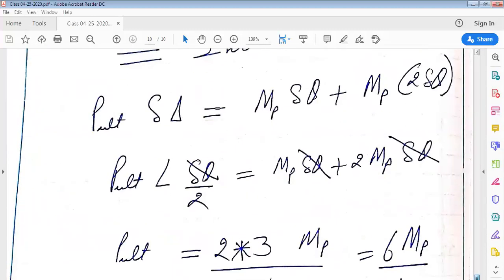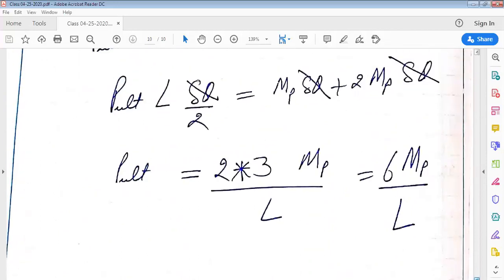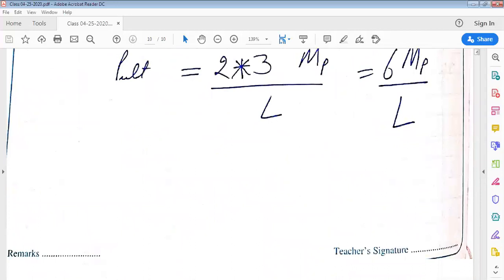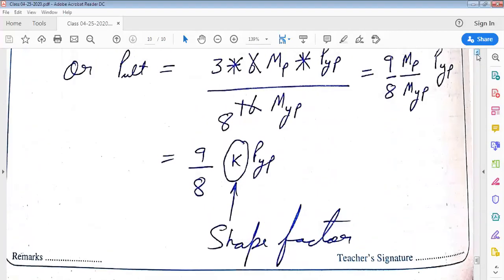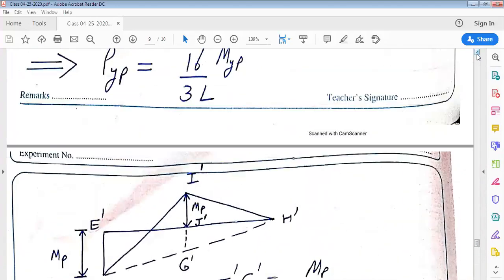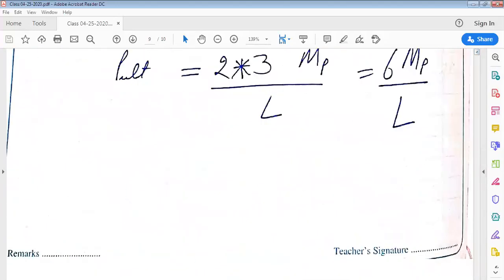So we have P ultimate delta equal to MP into delta theta plus MP into 2 delta theta, and this gives us the ultimate load as P ultimate equal to 6 MP by L. So we had derived this ultimate load using the equilibrium method, and also we have derived this ultimate load using the principle of virtual work.